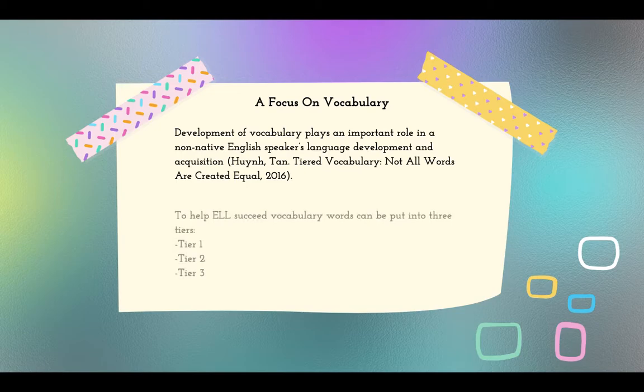A focus on vocabulary. The development of vocabulary plays an important role in a non-native English speaker's language development and acquisition. To help ELL succeed, vocabulary words can be put into three tiers: Tier 1, Tier 2, and Tier 3.